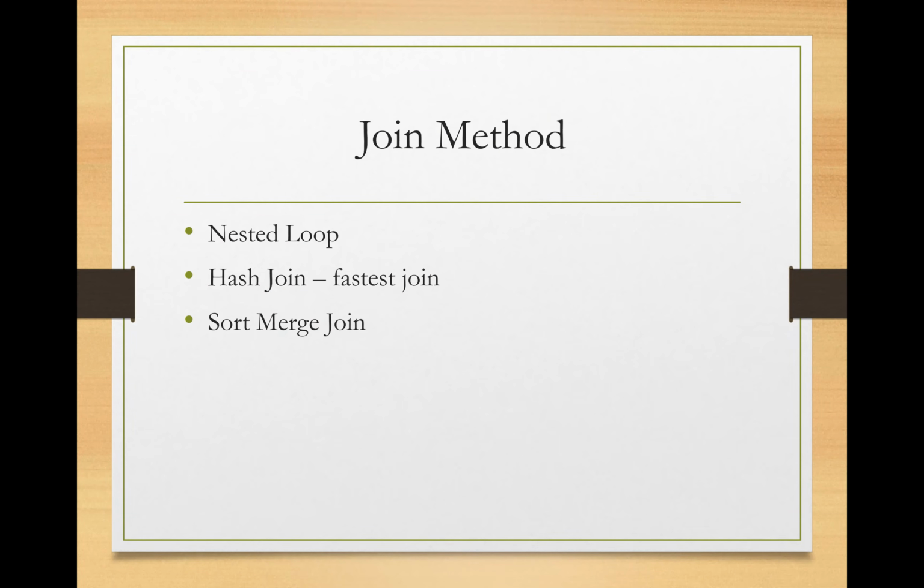Hash join is the fastest join. It will keep one table in hash memory, in the cache memory, and the other table outside, then compare with each and every record to do the join. Sort merge means, if you're joining two tables, one table is taken to the cache and the data is sorted. Based on the key column, it will join and produce a result. These are the three join methods.